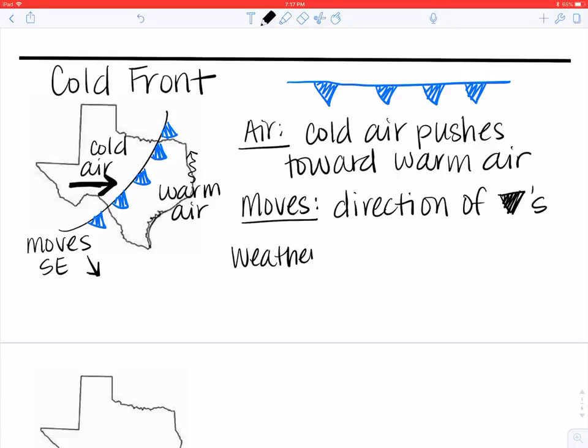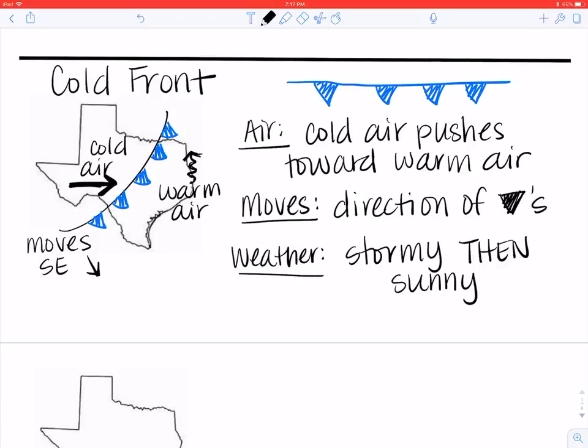Remember, we said that the cold air is pushing towards the warm air, but that warm air here starts to rise a little bit. That warm air starts to rise. That warm air rising is going to create clouds, and then it's going to start to create precipitation. So typically what we see with a cold front, the weather that's associated with the cold front, is that it is really stormy, then it's sunny.